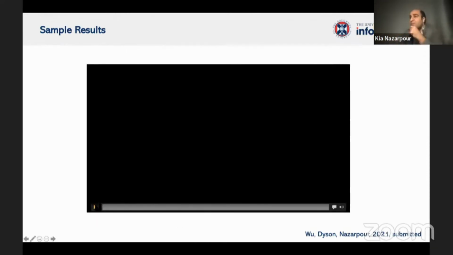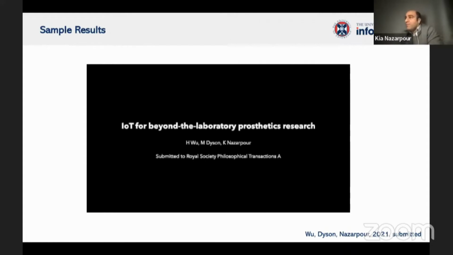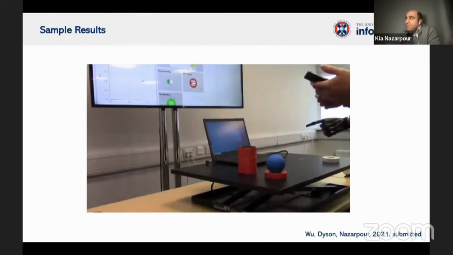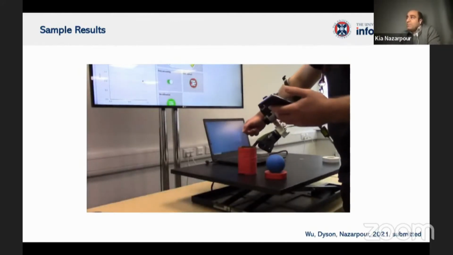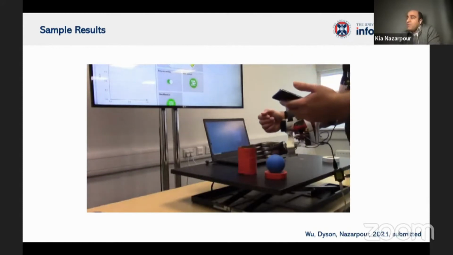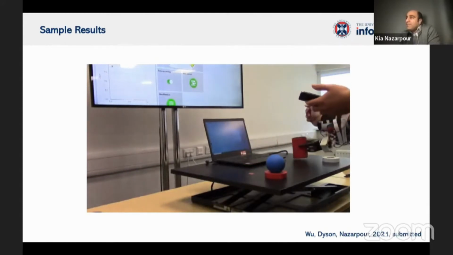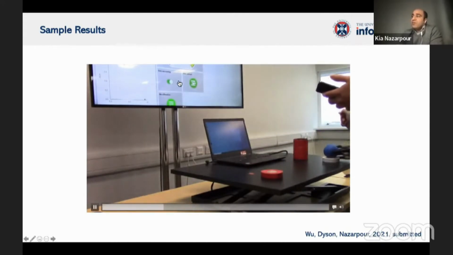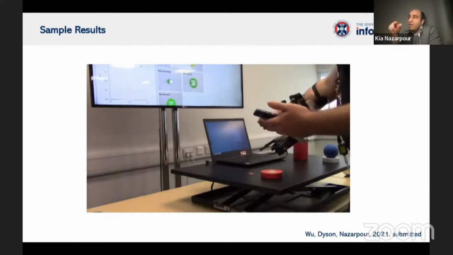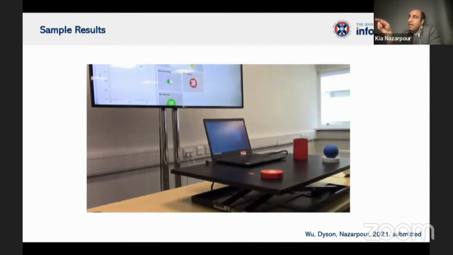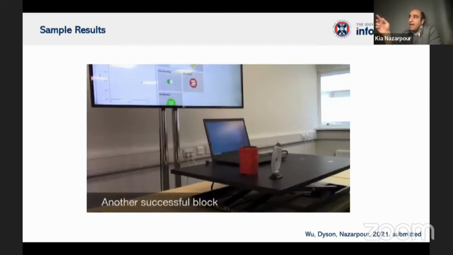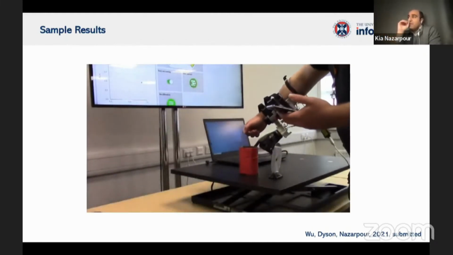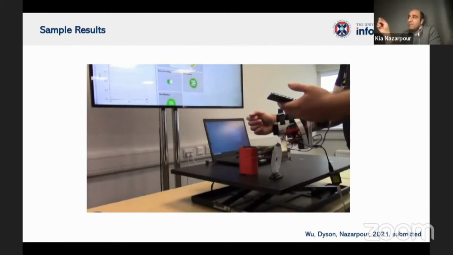So here's a video that we recorded during the COVID pandemic. This is an able-bodied participant in a lab controlling a prosthesis with our abstract control system. Note that the data goes on the internet over Wi-Fi, so the data physically leaves the device. The reporting and streaming happen on the internet, although the control of the device happens on site.